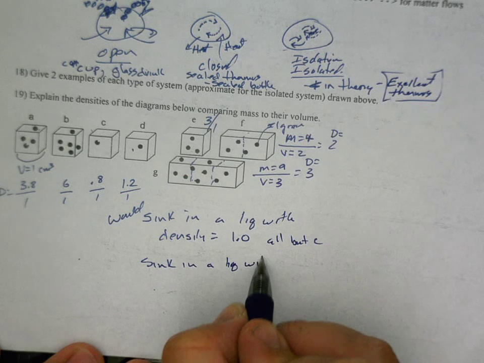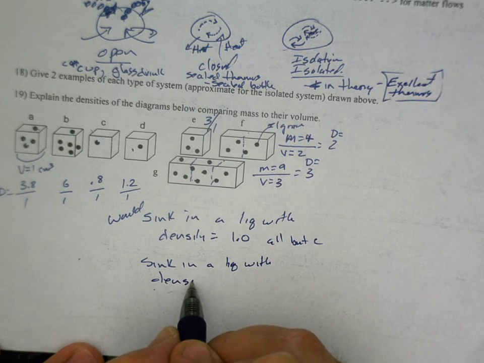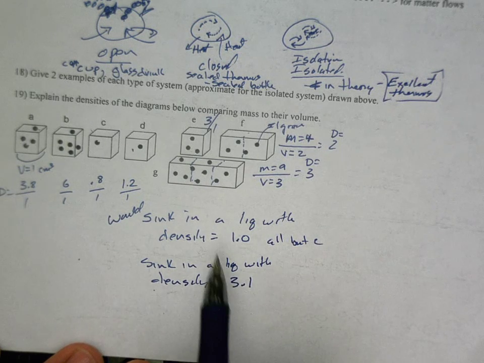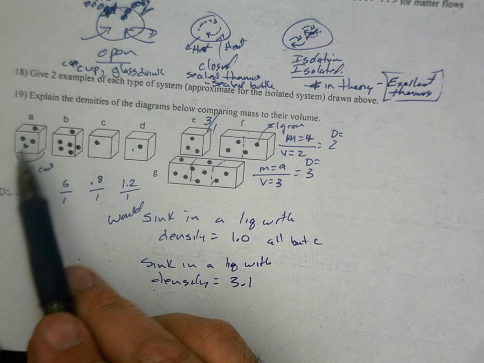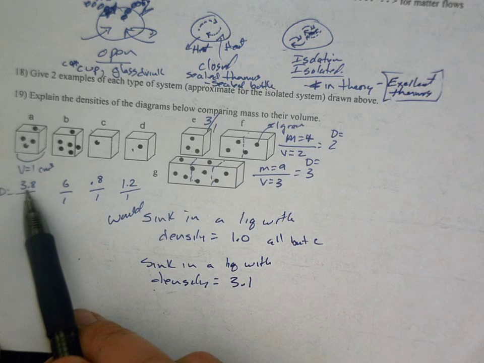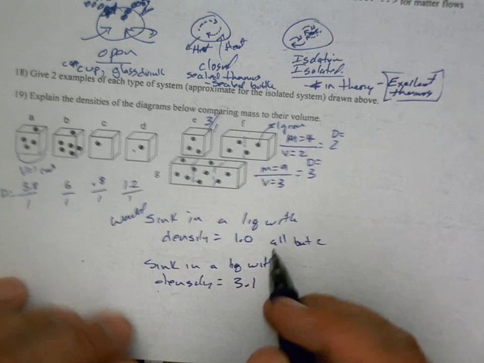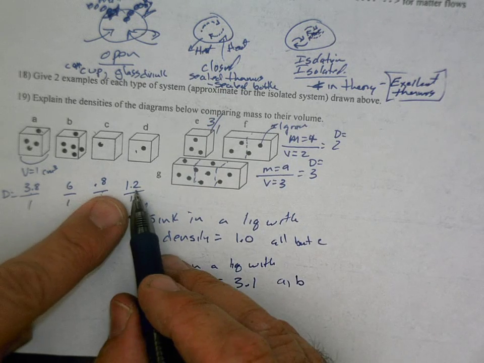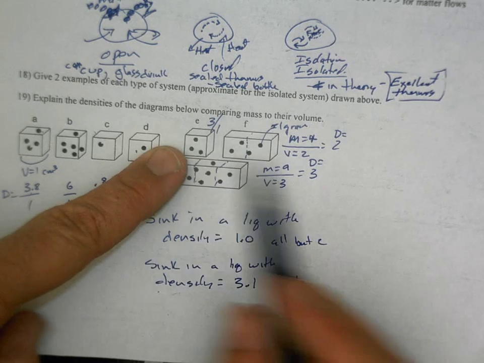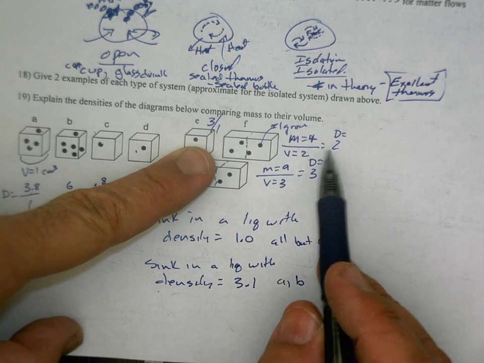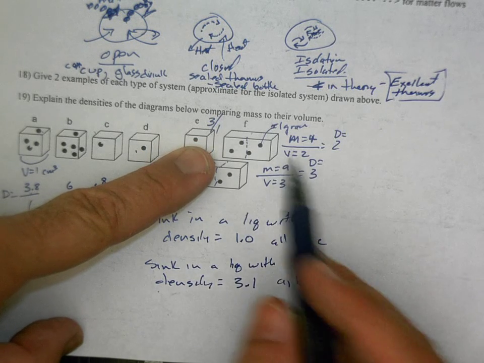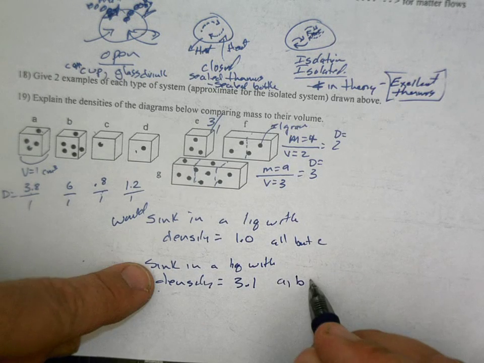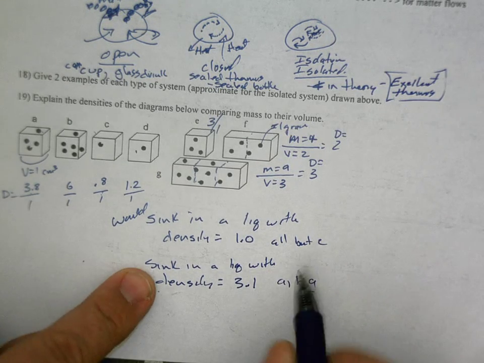How about which would sink in a liquid with a density equal to 3.1? Anything with a density less than 3.1 would sink. A would definitely sink. B wouldn't, it would float. This one here, even though it's bigger, its density is only 2, so it would float. This one's density is 3, and it would float. So if I got this right, just 3 of them would float. The other ones would all sink. All right, we're done.